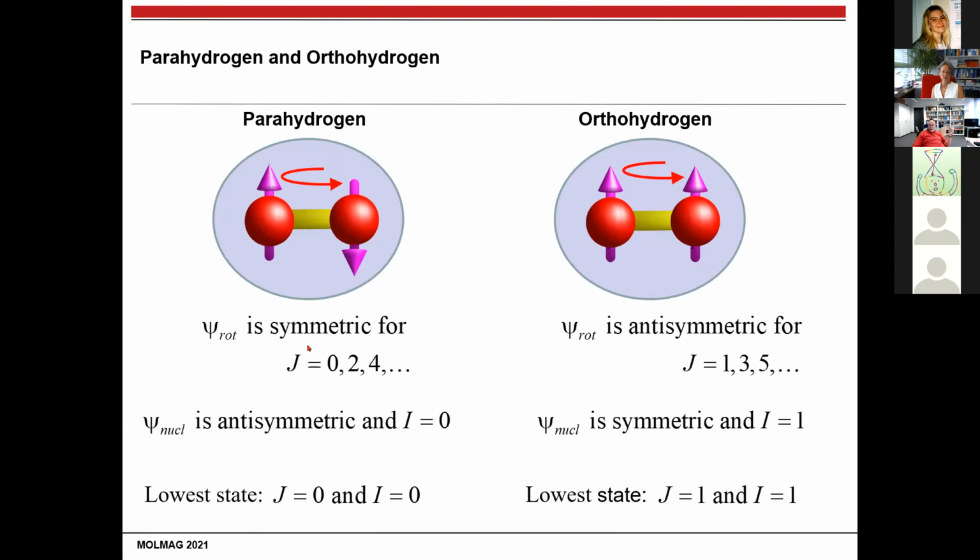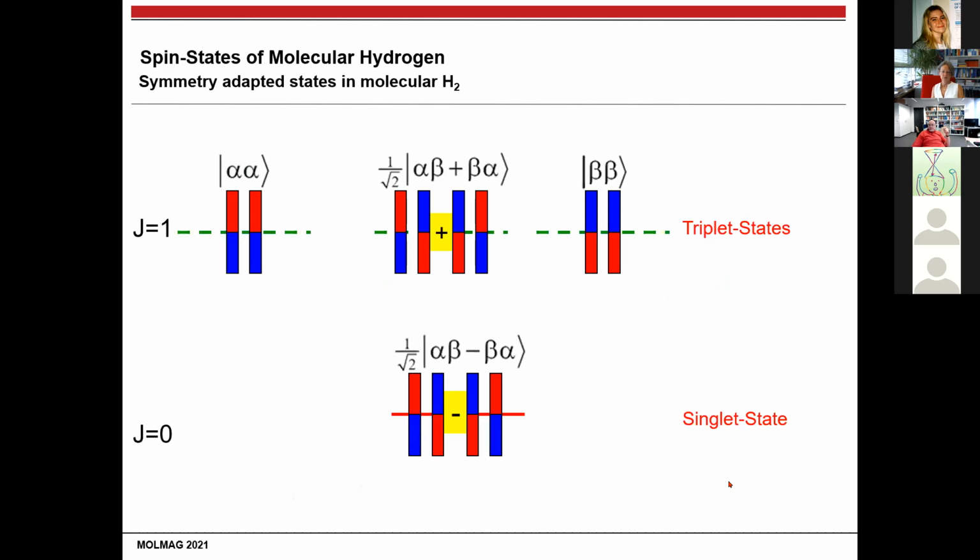And these are just some information about it. The rotational wave function for the parahydrogen is symmetric. It has quanta J 0 to 4. For orthohydrogen it is antisymmetric. And these are the lowest states. For the parahydrogen, it's J equals 0 and I equals 0. And for the orthohydrogen, it's J equals 1 and I equals 1.